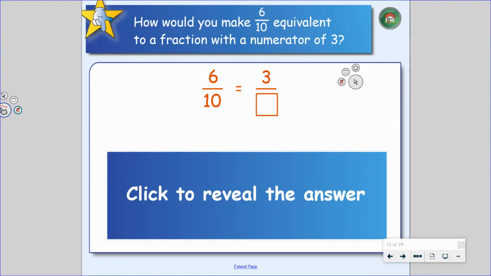In like manner, sometimes you don't want to make more pieces. Sometimes you want to group them up, make less pieces, if you will.